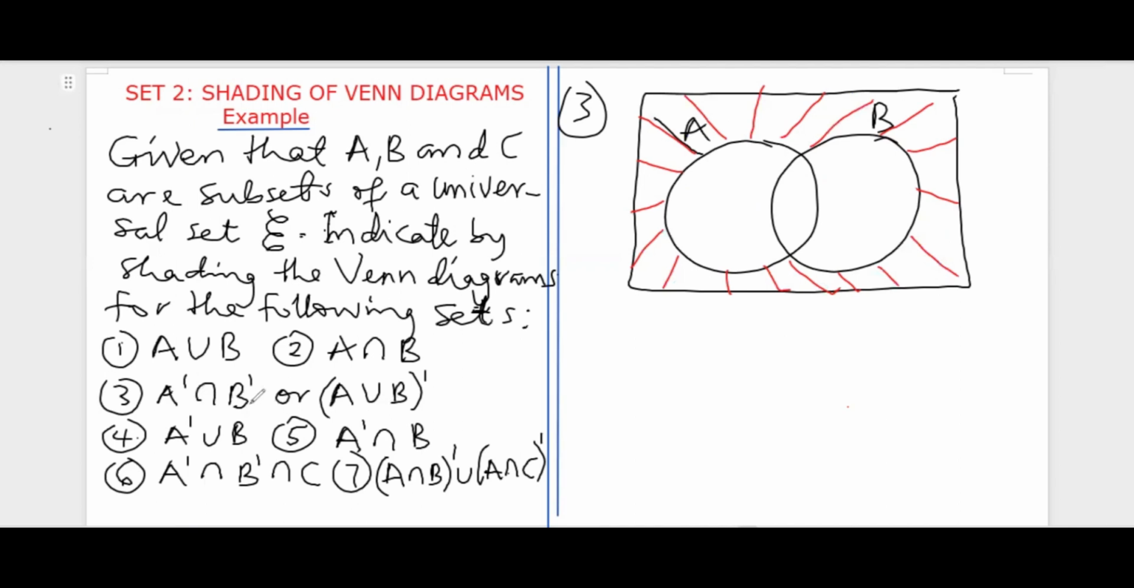A complement intersection B complement is the same thing as (A union B) complement, just like if you have A prime union B prime. Another way of interpreting this is to say (A intersection B) prime, according to De Morgan's law in sets.